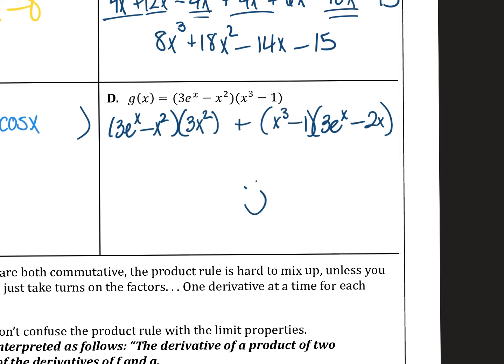All right, you ready for the quotient rule? Are you ready for the quotient rule for things that are divided? Is there ever going to be one where it's like 3 things? Not at this time. Eventually, yes, but not today.